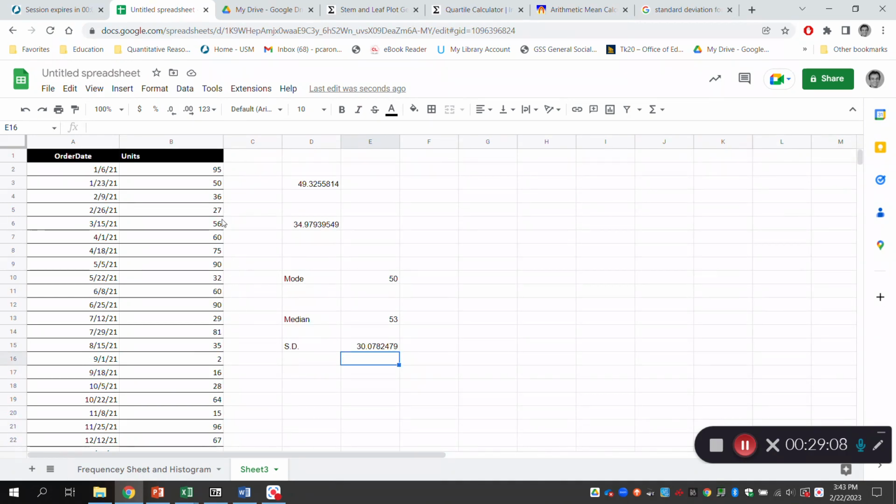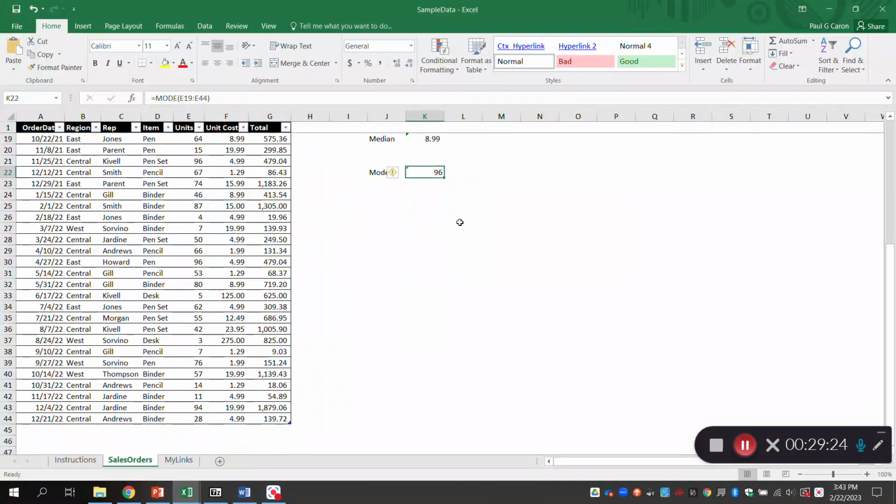Now that's pretty wide, okay, especially when our average, which I believe was 34, might have been that, is pretty wide. So that's something that you'd have to watch out for. In Excel, find a standard deviation.